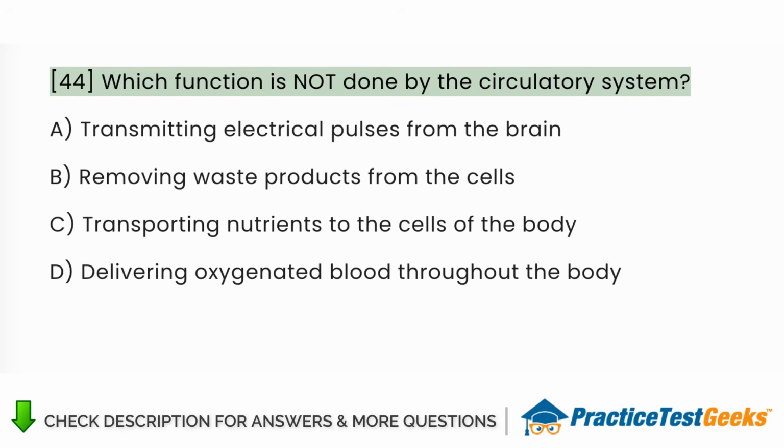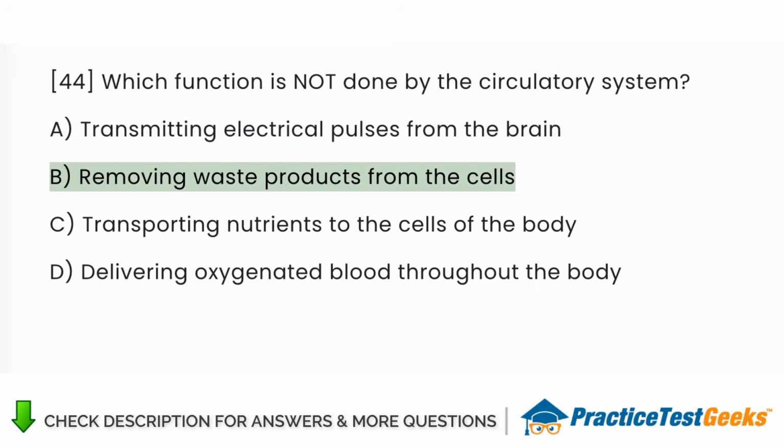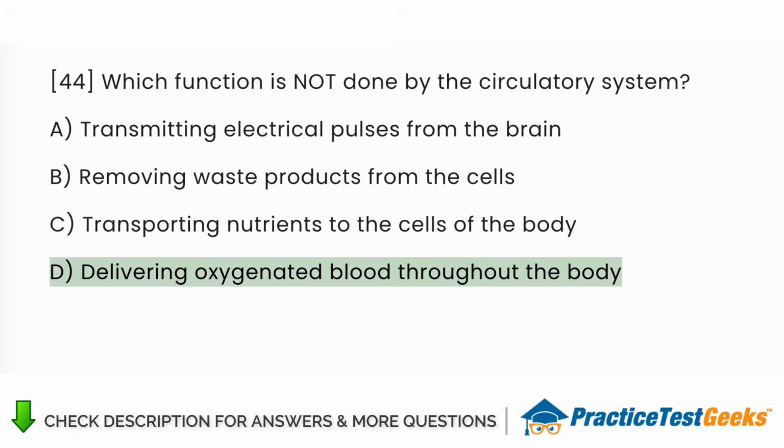Which function is not done by the circulatory system? A. Transmitting electrical pulses from the brain. B. Removing waste products from the cells. C. Transporting nutrients to the cells of the body. D. Delivering oxygenated blood throughout the body.